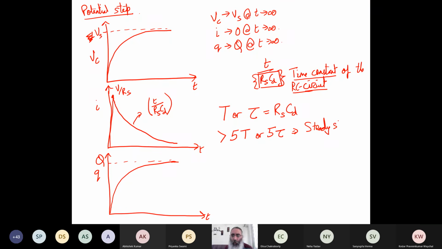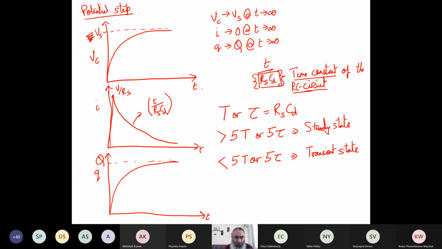That means any further change in the voltage, current, or charge stored in the capacitor is infinitesimally small, and therefore it can be neglected. For any time that you are interested in which is less than 5 times tau, you are looking at a transient state where the potential, current, and the charge across the capacitor are going to be time dependent functions. So it will have a time evolution when you are looking at it.